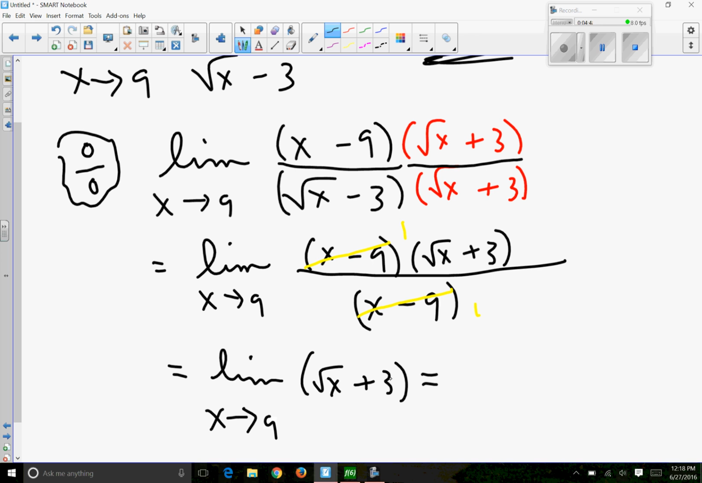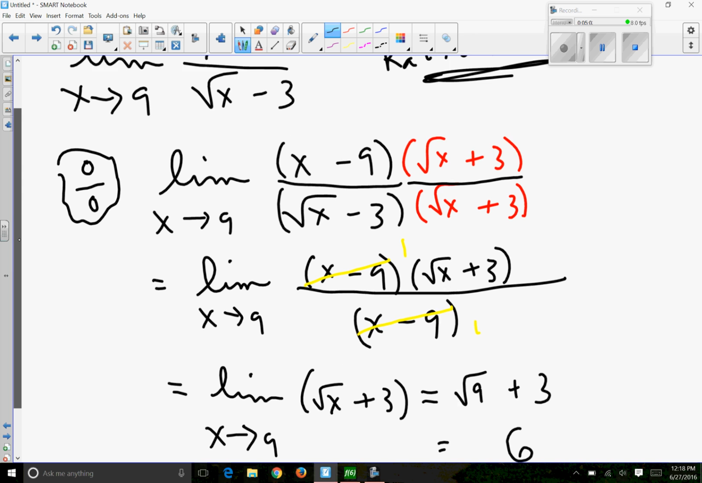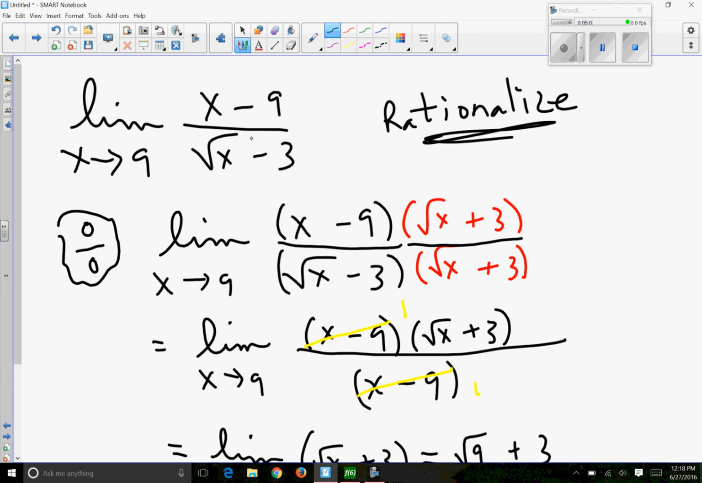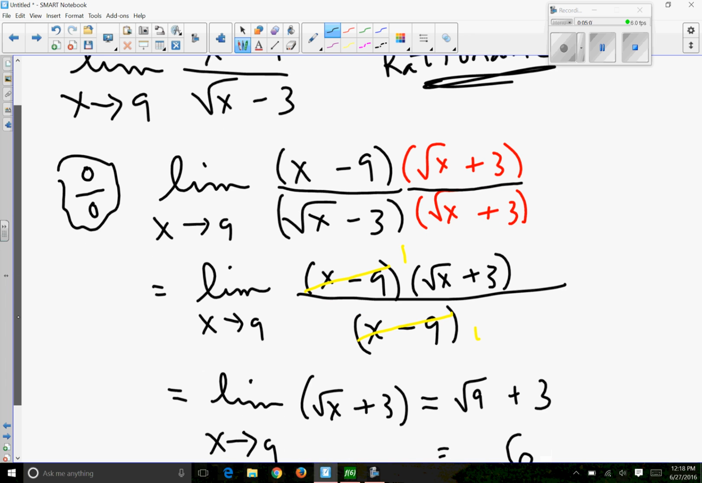And now we can evaluate this limit by substitution. What I mean is replace x with 9. So we get 6 is the answer. 6 is the limit of (x minus 9) divided by (radical x minus 3) as x approaches 9.